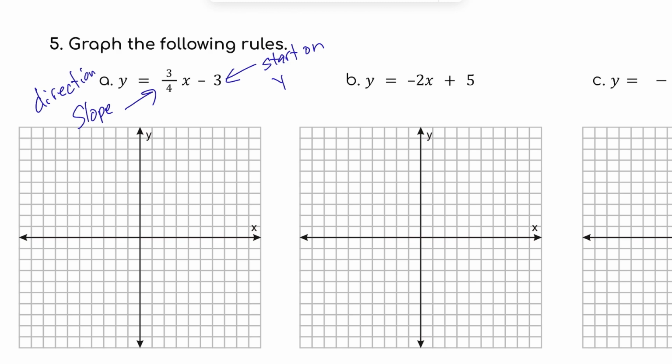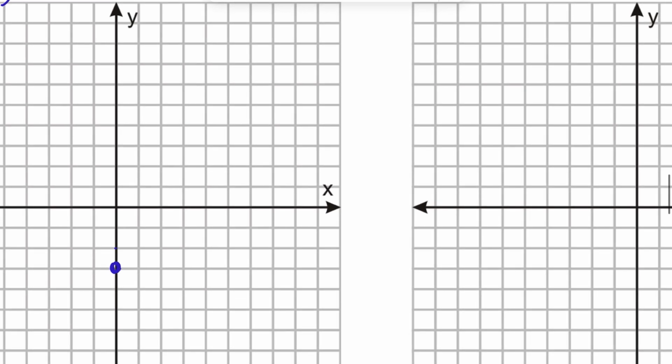This one says start at -3 on the y, which would be down here. And then we are going to go up 3, because that's a positive 3, and to the right 4, because that's a positive 4. So up 1, 2, 3, and to the right 1, 2, 3, 4, right there. And then connect. Don't forget to connect on the test and draw the arrows. Those are important.